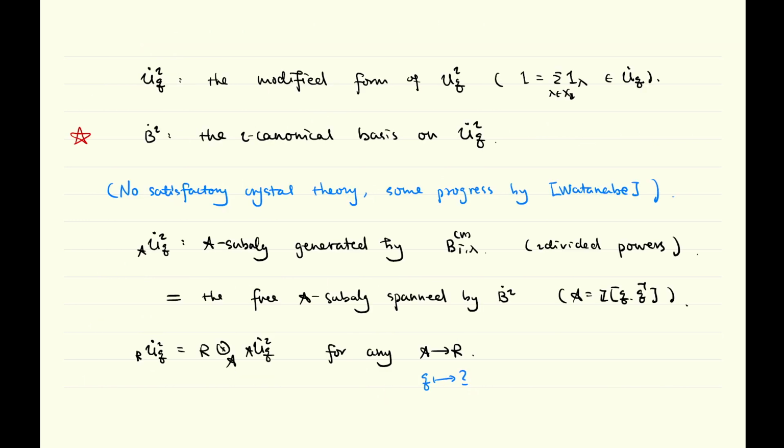Okay, so now this page is basically a copy and paste of what I did earlier, because I want to justify that the whole theory is parallel. Instead of having a modified quantum group, I just want to have a modified form of this i quantum group. Again, almost the same, I'm replacing the identity with idempotents. And then we have the i canonical basis on this modified form as an analog to Lusztig. But unfortunately, there's not a very good crystal theory. There's some progress by Watanabe. I'll mention that some of them actually play an important role.